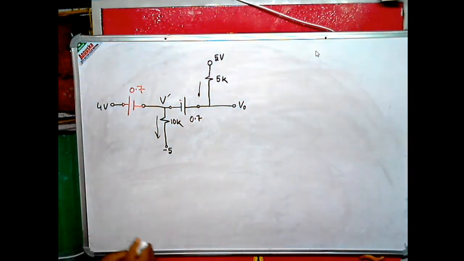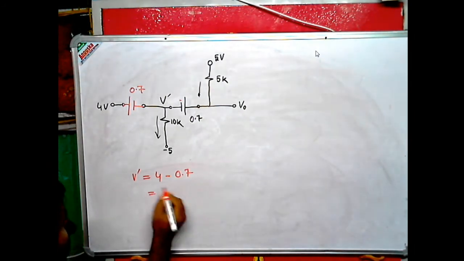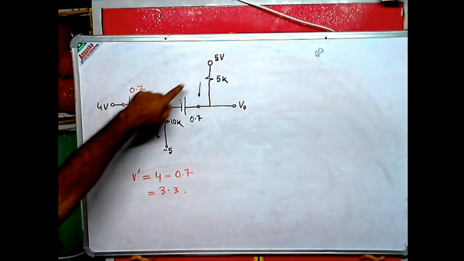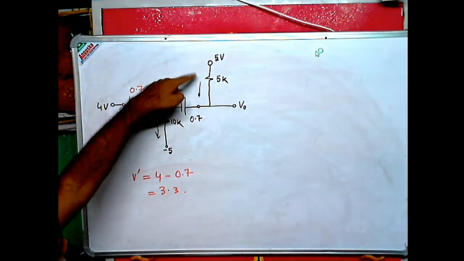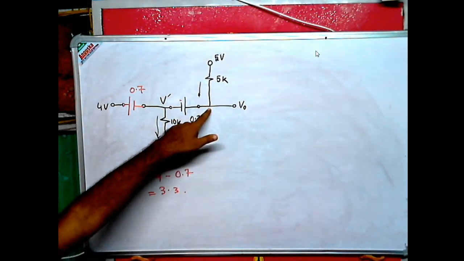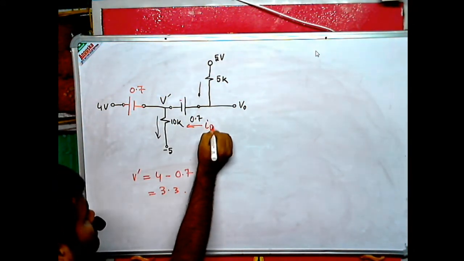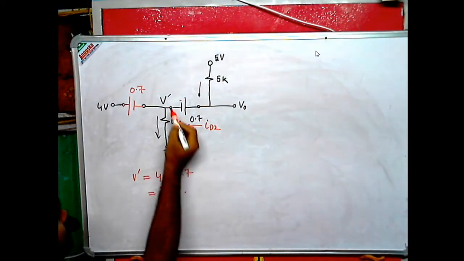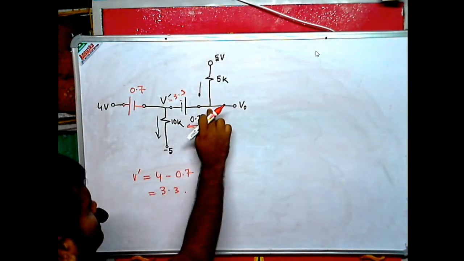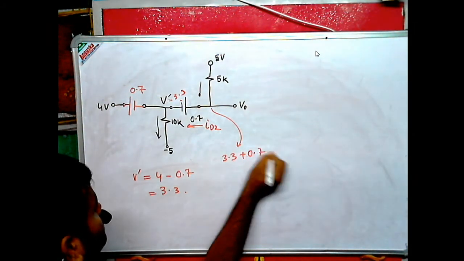So what is the value of V dash right now? V dash is basically 4 minus 0.7, that is 3.3 volt. Now you can calculate this particular current. This particular current is basically this current, because no current is going in this path. That means your ID2. The potential over here is 3.3 right now, so another 0.7 volt is there. So what is the potential at this point? This is 3.3 plus 0.7, that is basically 4 volt.